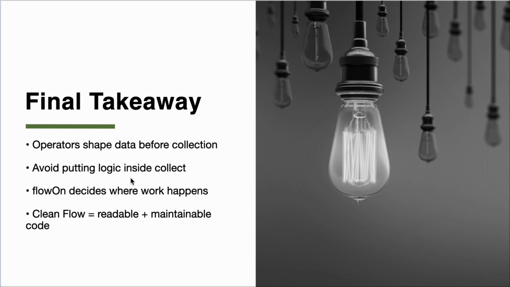The simple rule of flow operators that we all should remember is: clean the flow before you collect it. The transformation, filtering or error handling should be in the operators. You should not do them in the collect block. Before you actually collect the data, you filter it, clean it, and then collect it so that the user can see the clean data. So the final takeaway is: operators shape data before collection, avoid putting logic inside the collect block, flowOn decides where work will happen, and clean flow equals readable plus maintainable code.